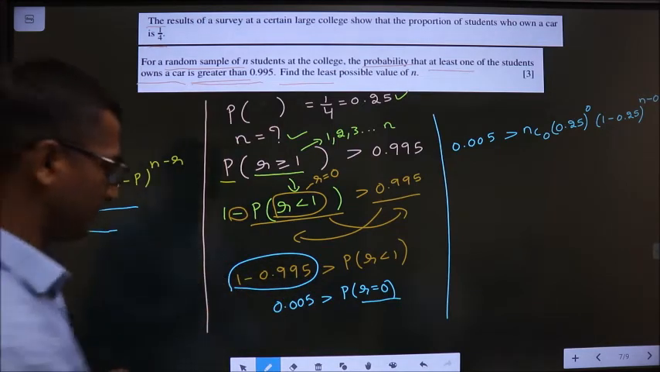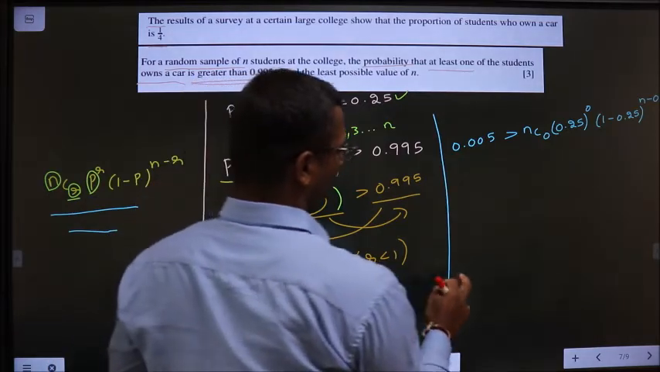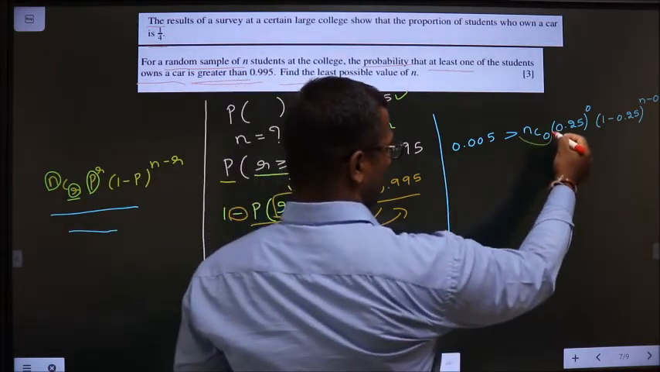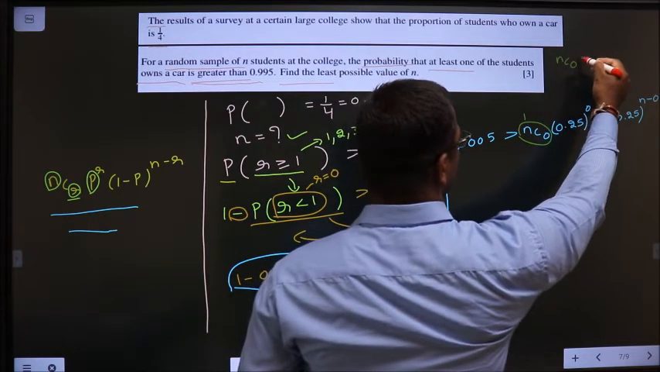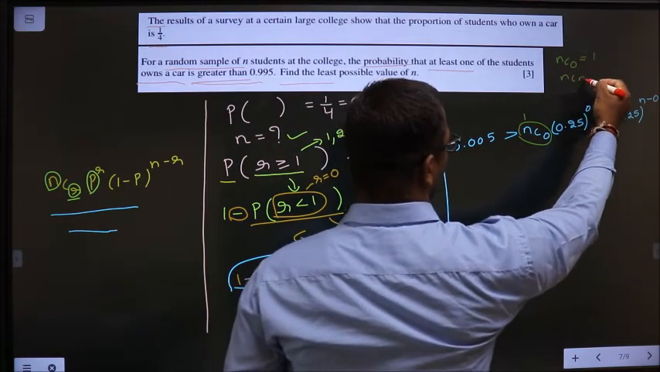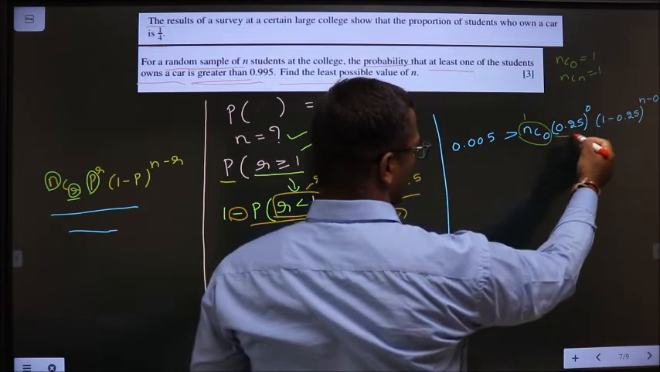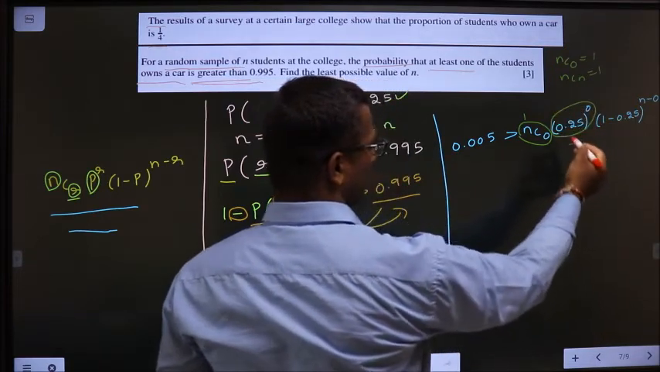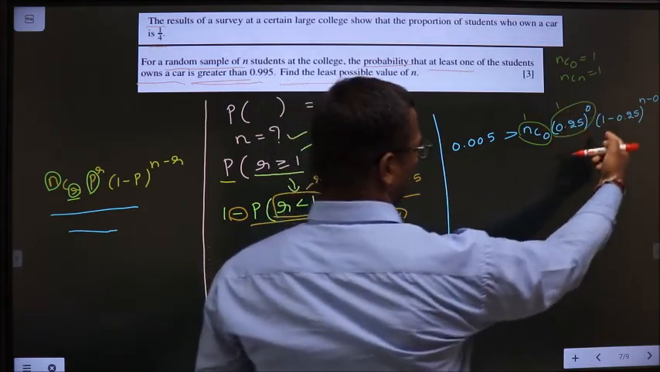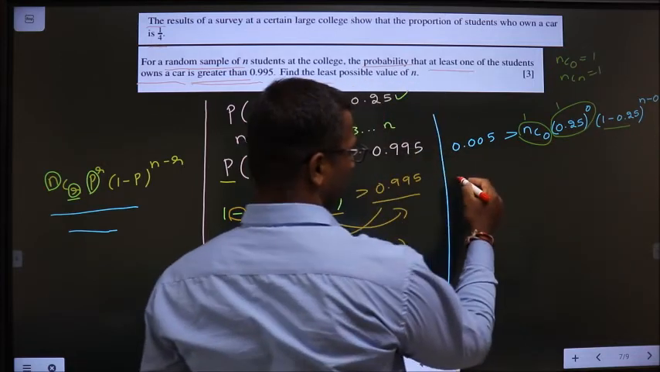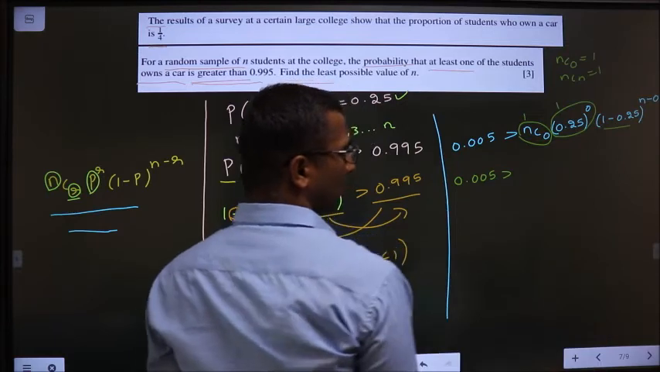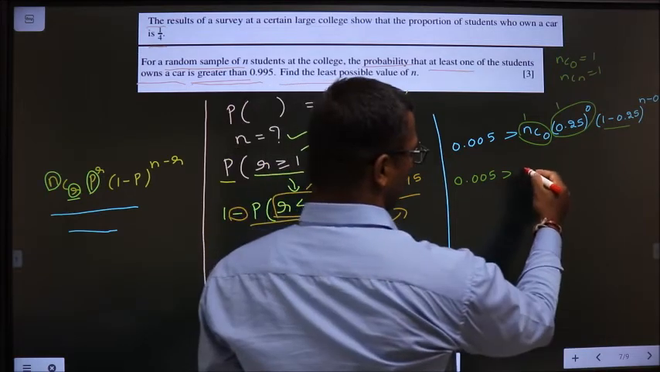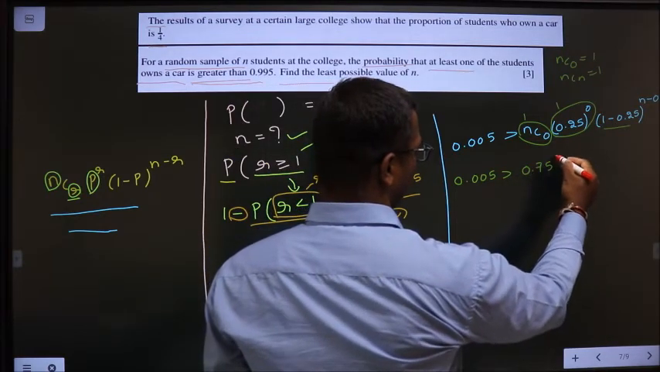Okay. Now, see, nC0 is 1. You should know this. nC0 is 1, even nCn will also be 1. So here now power 0 is also 1. So I am left with only this. So 0.005 greater than 1 minus 0.25, which is 0.75 power n.